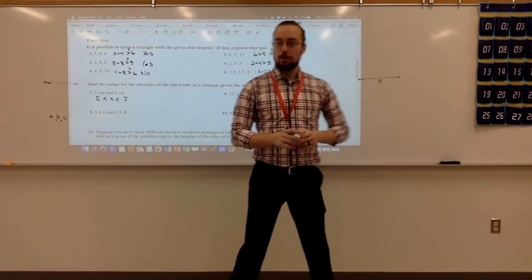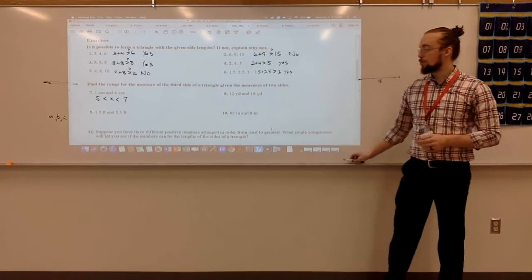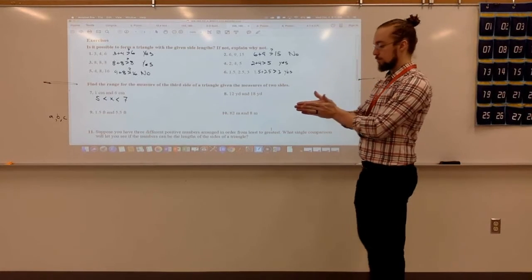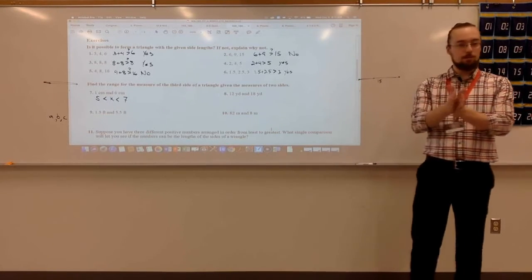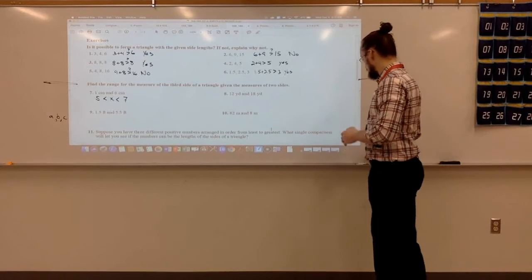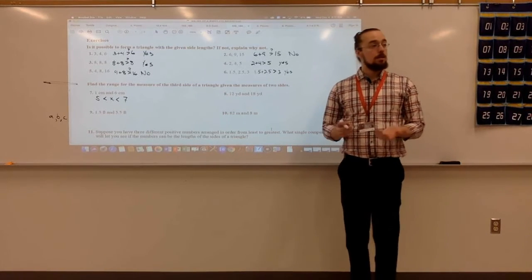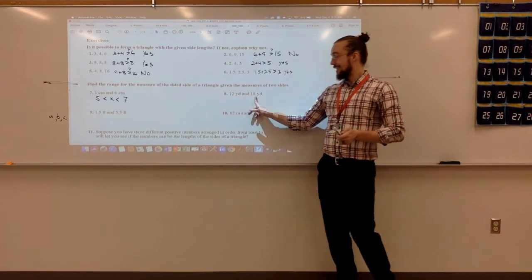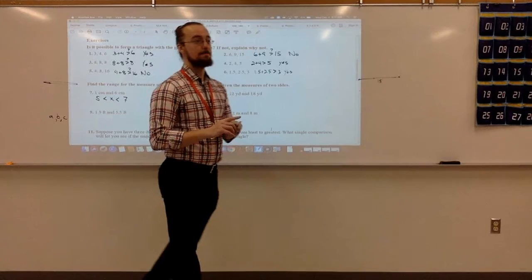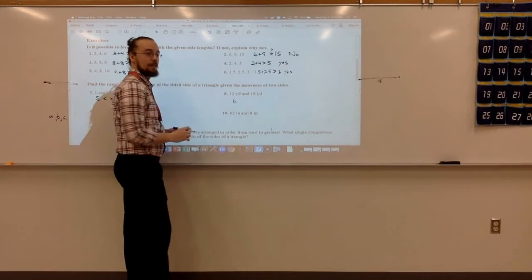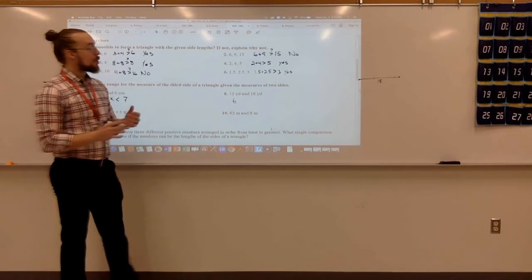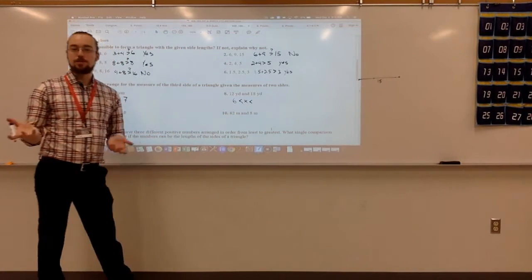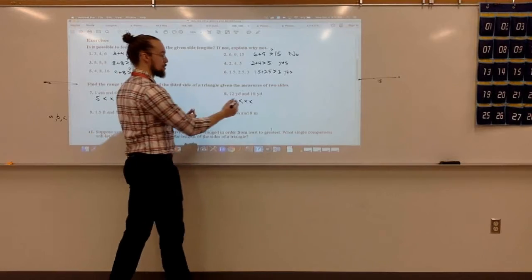So if we take a look at number 8, we've got sides of 12 and 18. So we're saying if I put those 2 sides together and make that angle in between them really small, what's the smallest that third side could be? It would have to be something greater than 6, right? 18 minus 12. What's the largest that third side could be? Anything less than 30, right? We add those 2 sides together.